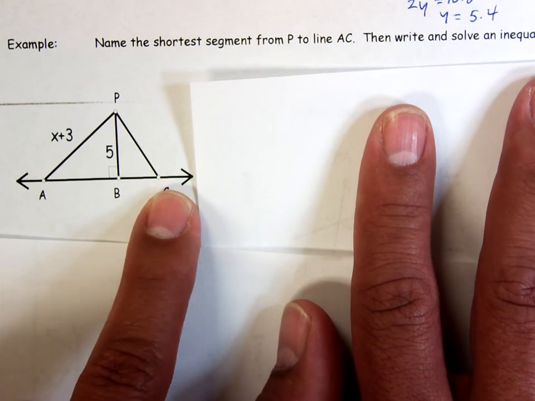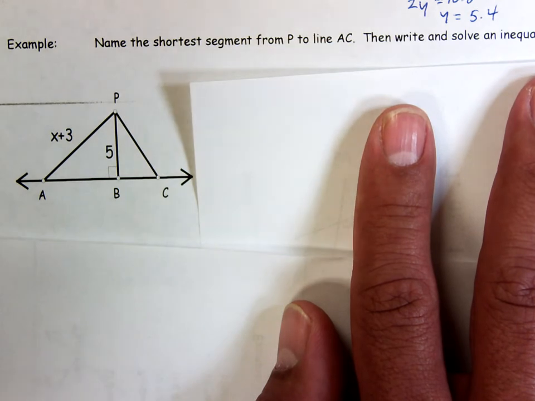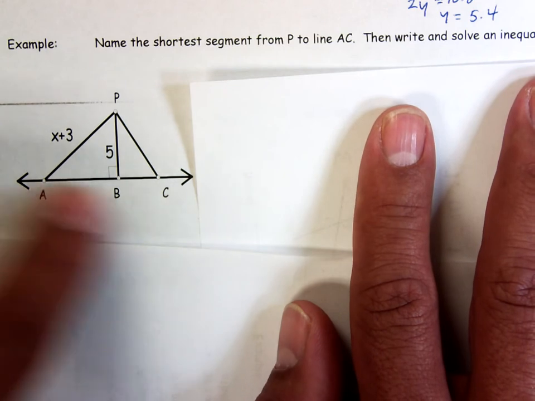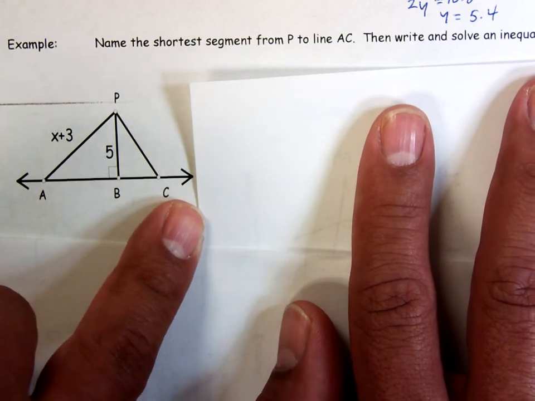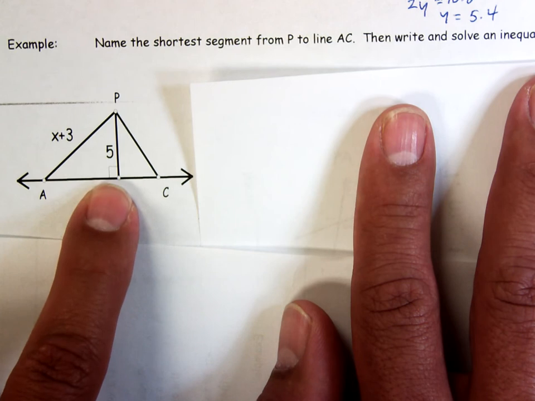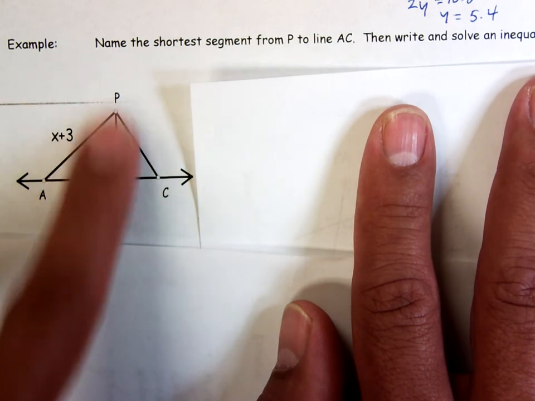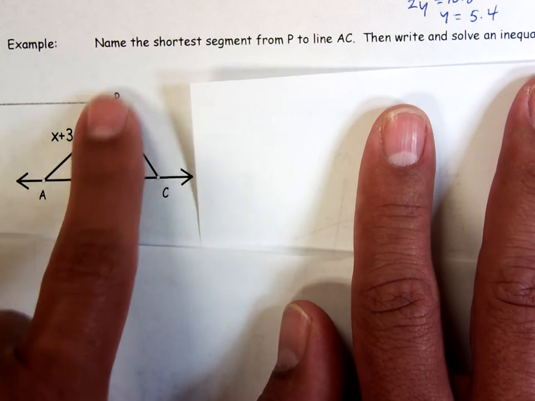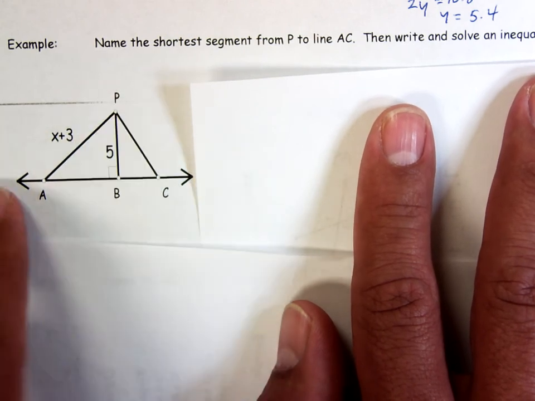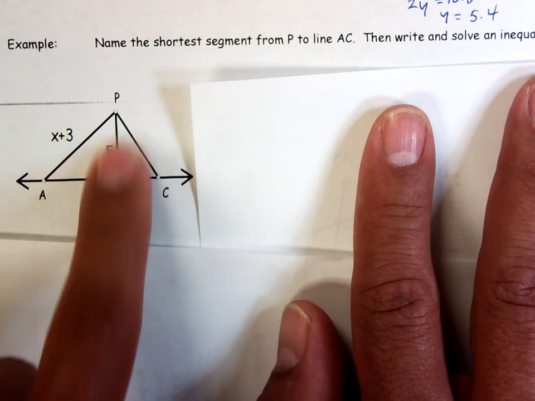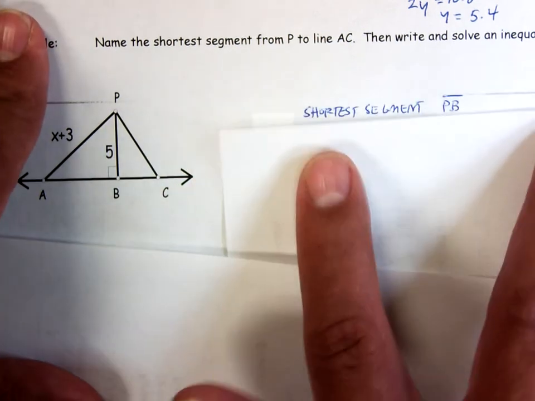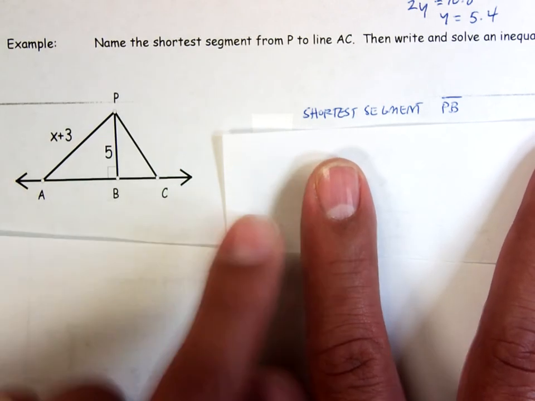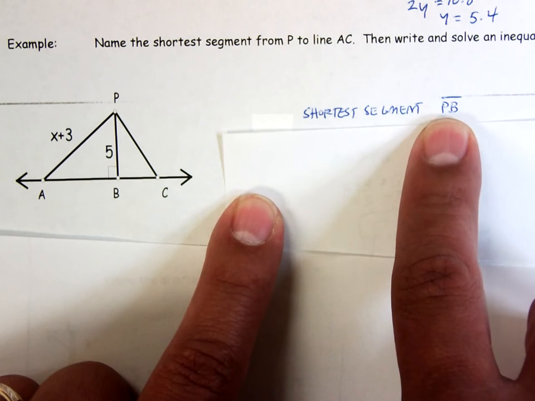And what we discussed on the first page is the shortest path that I can take from point P to line AC is a line that is perpendicular to line AC. And so there's my right angle. So PB must be perpendicular to line AC. So then the shortest distance from P to line AC must be PB. So there's my first answer. The shortest segment from point P to line AC must be segment PB because it's perpendicular.